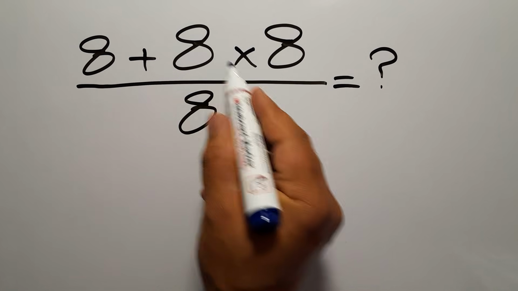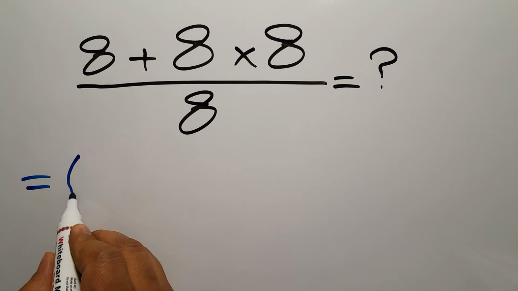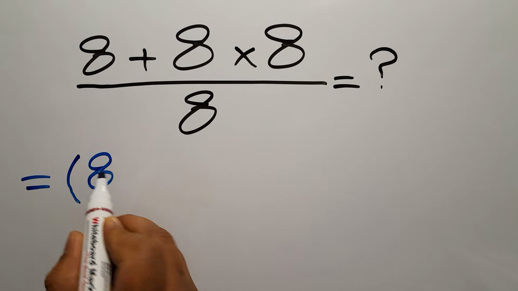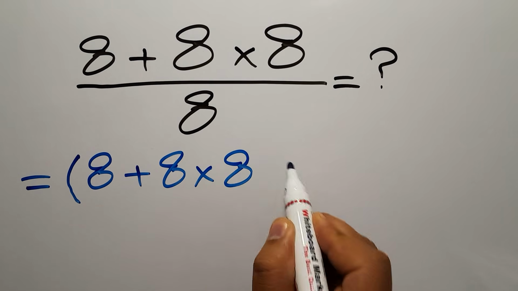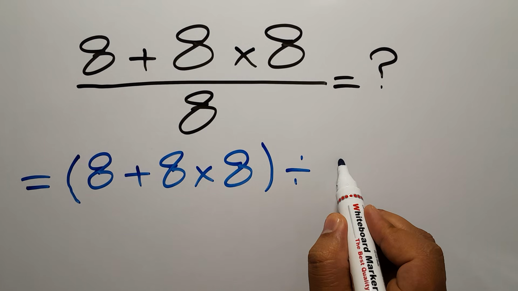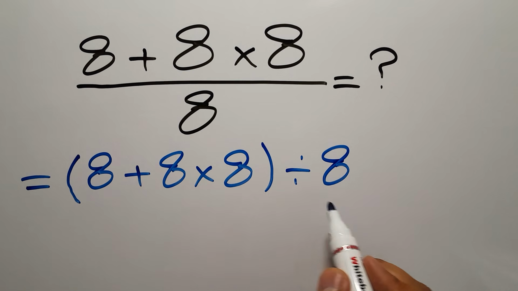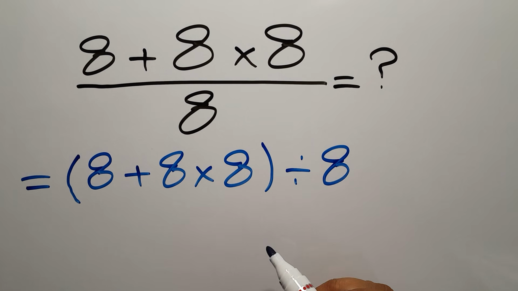Instead of our fraction, we can write parentheses, the numerator, which is 8 plus 8 times 8, divided by the denominator, which is 8. So the numerator divided by the denominator. Now we have these parentheses and this division.